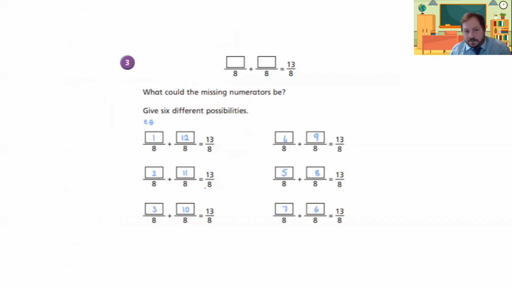Now, question 3 said, what could the missing numerators be? 6 different possibilities. So we're thinking in 8ths. You can see the 8ths are all the same here. So actually, it's any combination you like of two numbers that add together to make 13. And that's it. So you can have 1 and 12. You can have 2 and 11, 3 and 10, 4 and 9, 5 and 8, 7 and 6. All of those added together make 13. And it's just remembering when we're dealing with numerators, we just deal with them like we normally would.